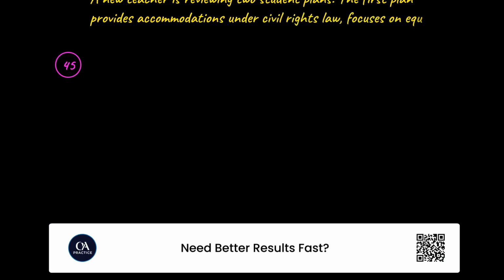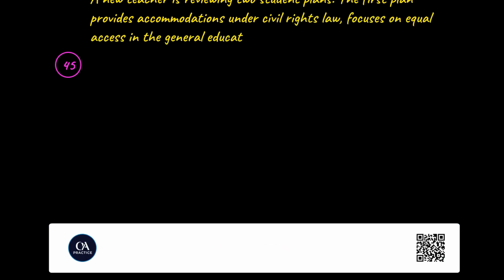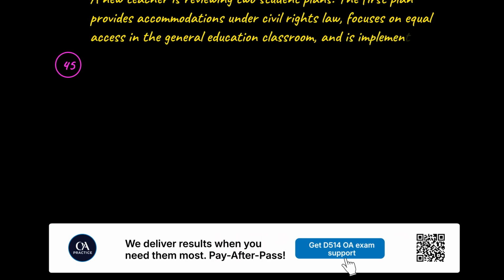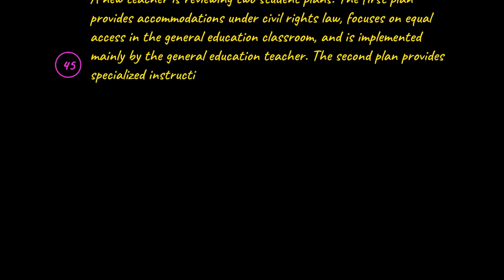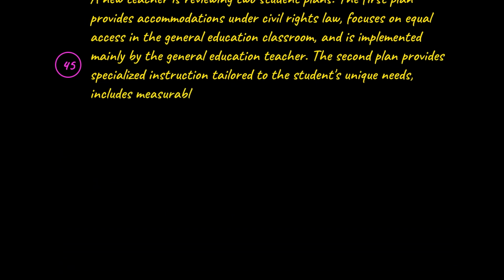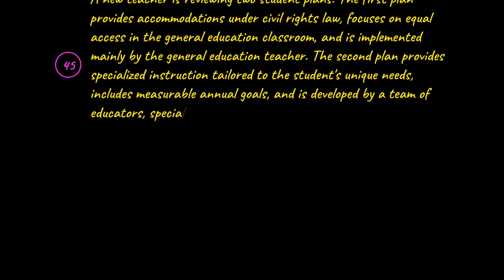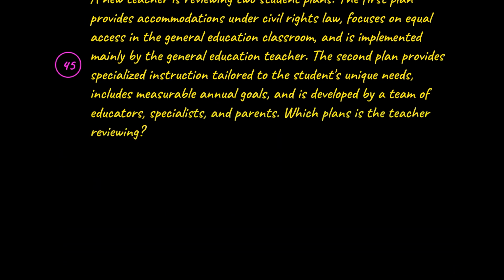Question 45. A new teacher is reviewing two student plans. The first plan provides accommodations under civil rights law, focuses on equal access in the general education classroom, and is implemented mainly by the general education teacher. The second plan provides specialized instruction tailored to the student's unique needs, includes measurable annual goals, and is developed by a team of educators, specialists, and parents. Which plans is the teacher reviewing?